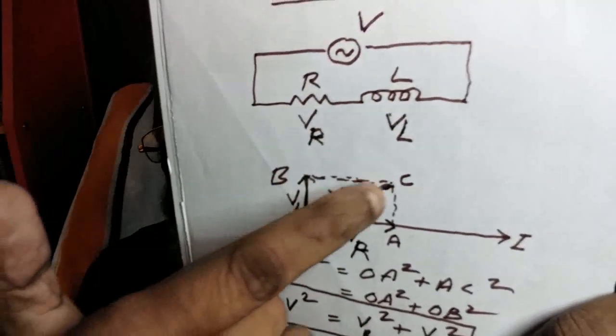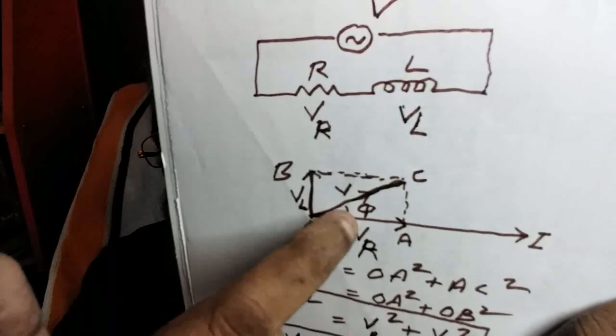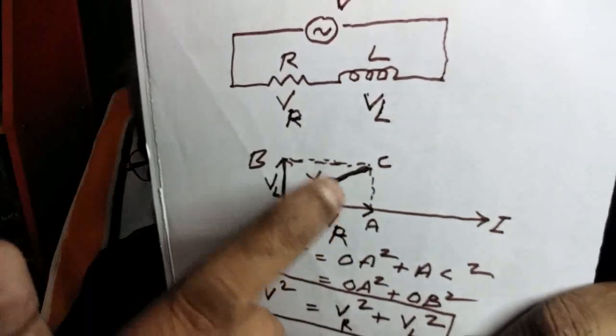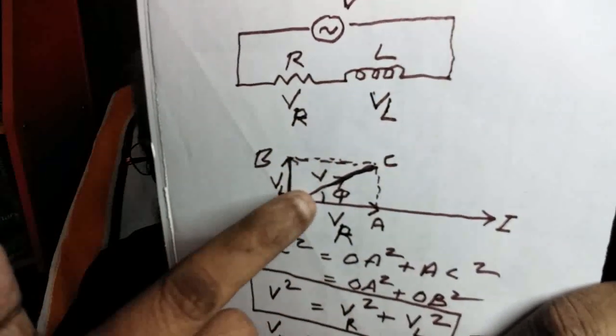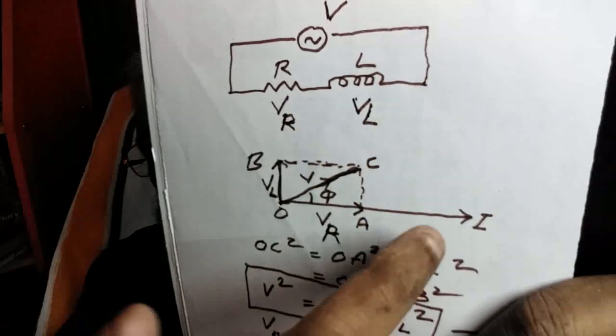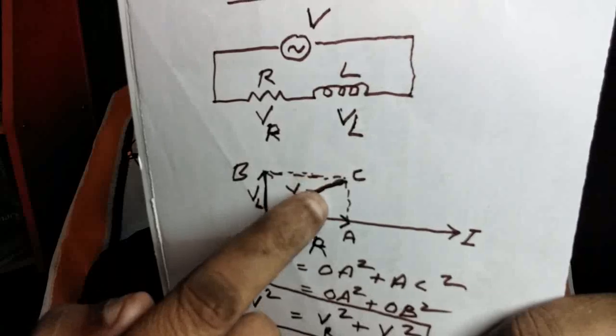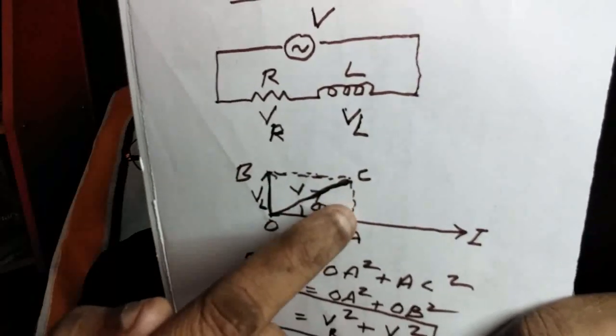Let it be V. Then this V makes an angle phi with the baseline or current line. That means in an RL circuit, voltage leads the current by a phase phi. That is not 90 degrees, it is less than 90 degrees. Now we can make calculations.